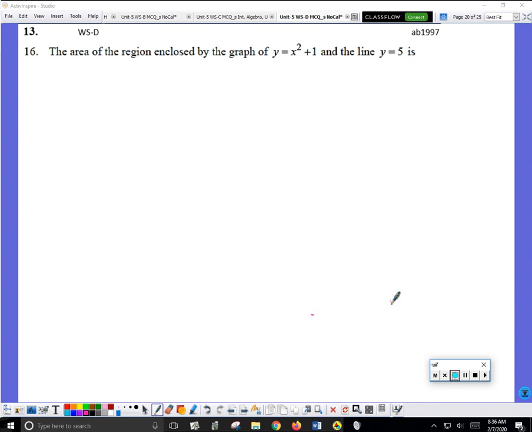So on 13, I do not have to know what the curves look like. I start the same way though. It says the area of the region enclosed. So they did use a different word. Instead of saying between, it says enclosed by these two graphs. So I don't pay attention to what they look like at all. I just do what I did on the last problem. I say, I need to find out how they intersect. So I set them equal.